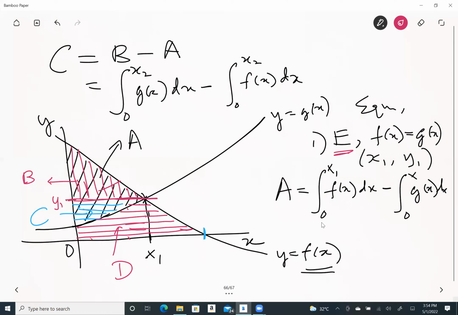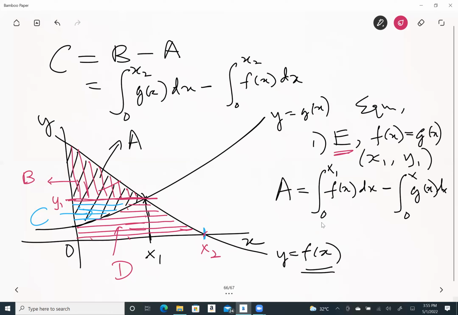Fx minus A. Okay, area D. If you have f of x, the area under f of x will be the area from 0 to... Okay, first you need to find that point. First thing you have to find is the x-intercept of f of x. Call it x2.